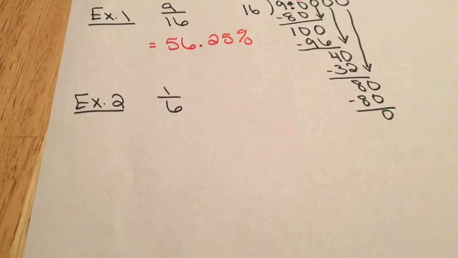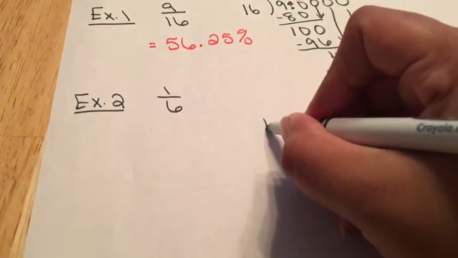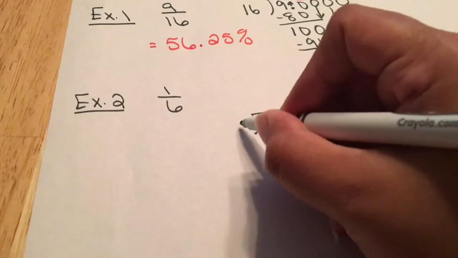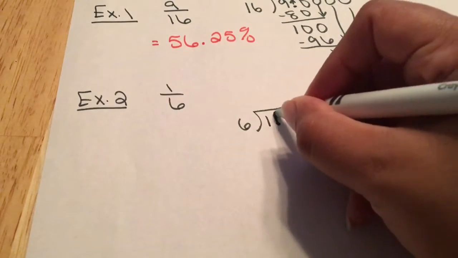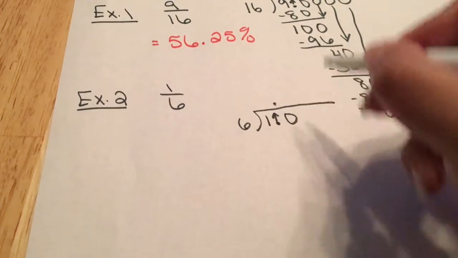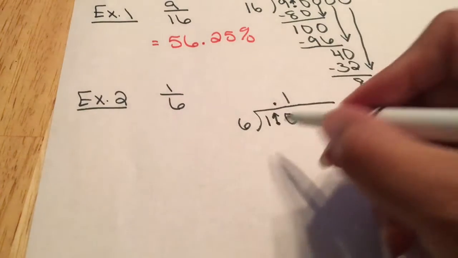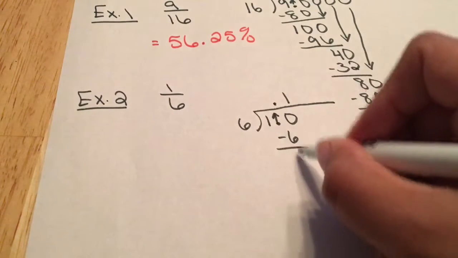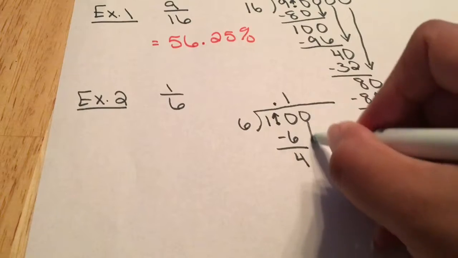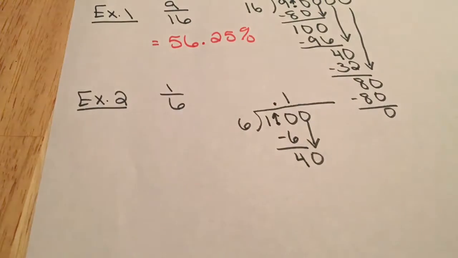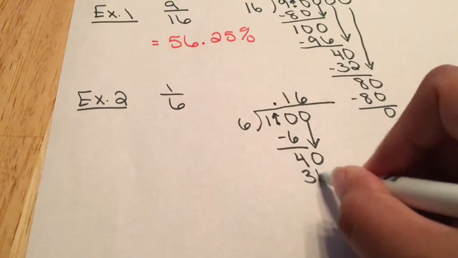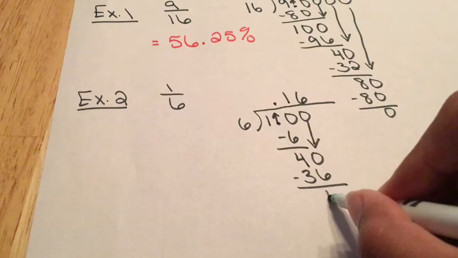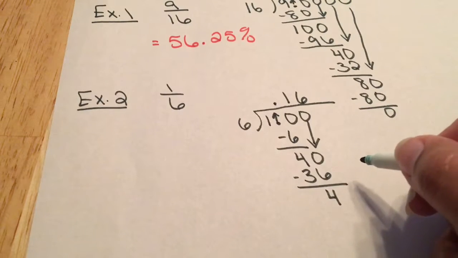So again, our first step is to find the decimal notation. So I'm going to have to go ahead and divide. Since 6 won't go into 1, I'm going to put a decimal and my 0. 6 will go into 10 one time. 1 times 6 we know is 6. That gives us a remainder of 4. I'm going to add another 0 and bring that down. 6 goes into 40 6 times. That's going to be 36. 40 minus 36 gives us a remainder of 4.